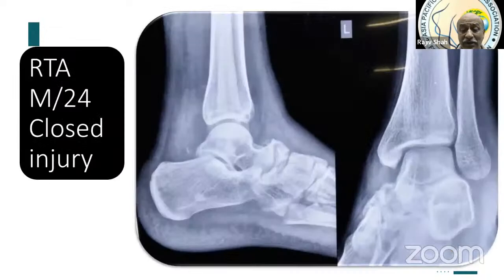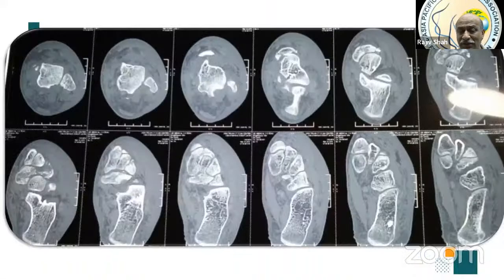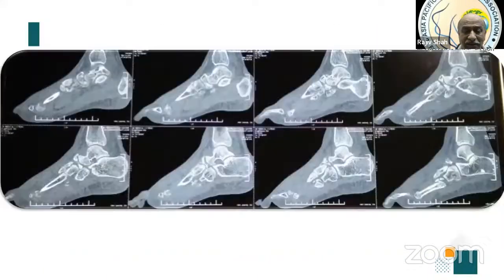Now, this was a 24 year old male who had a closed injury. This was how the X-ray picture and the clinical picture looked. He had a shattered navicular with a crushed cuboid, with the fifth metatarsal base, the base of the fourth metatarsal, and the first, second, third, fourth, fifth metatarsals involved. He also had, I think, a calcaneus injury. These were the CT images. He was sent to us with the CT images.